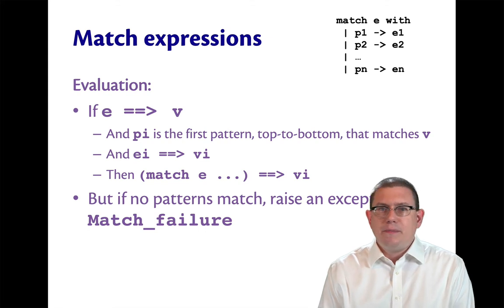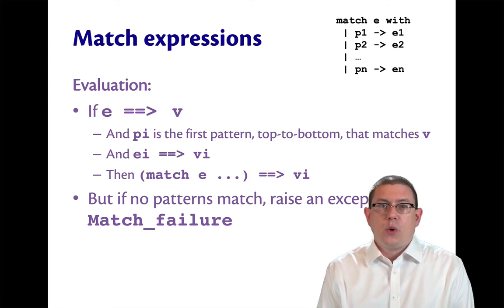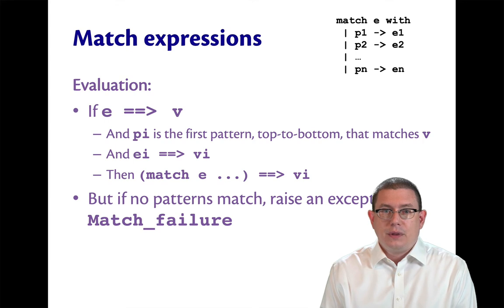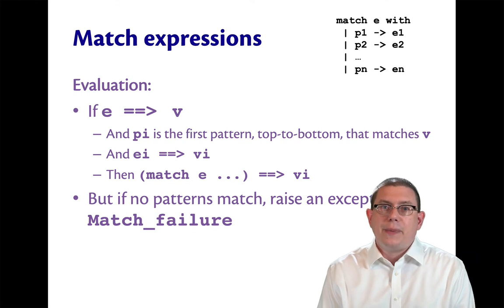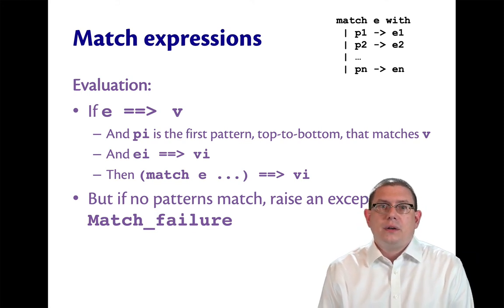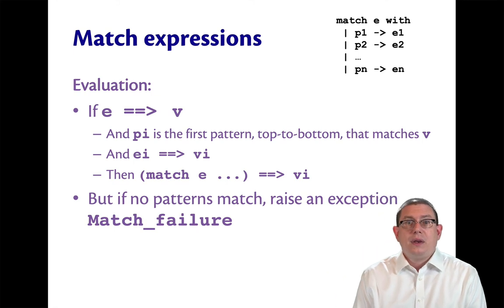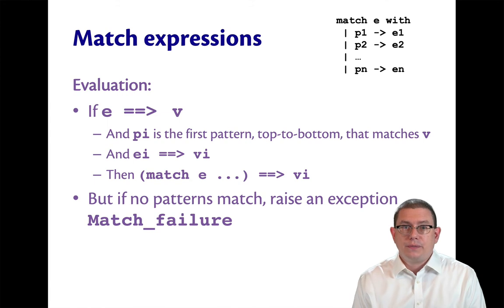If P1 didn't match V, then we'd go on to P2. If P2 didn't match, we'd go on to P3, and so forth and so on, until we finally found a pattern that matched, or we didn't find anything. In that final case, if there's no patterns that match, then an exception gets raised. That exception is named match_failure. We don't like exceptions to be raised in programs, and so all of the code I have written with you so far has avoided having any kind of pattern match that could fail in that way. We'll see an example soon.